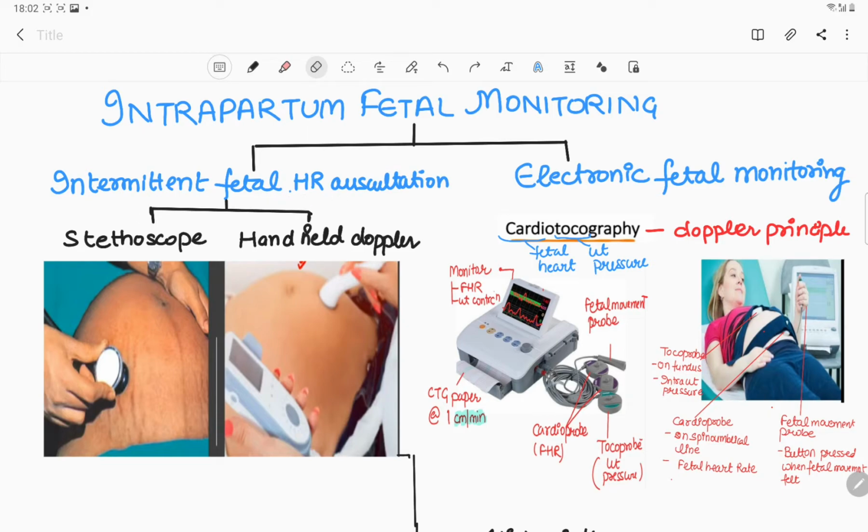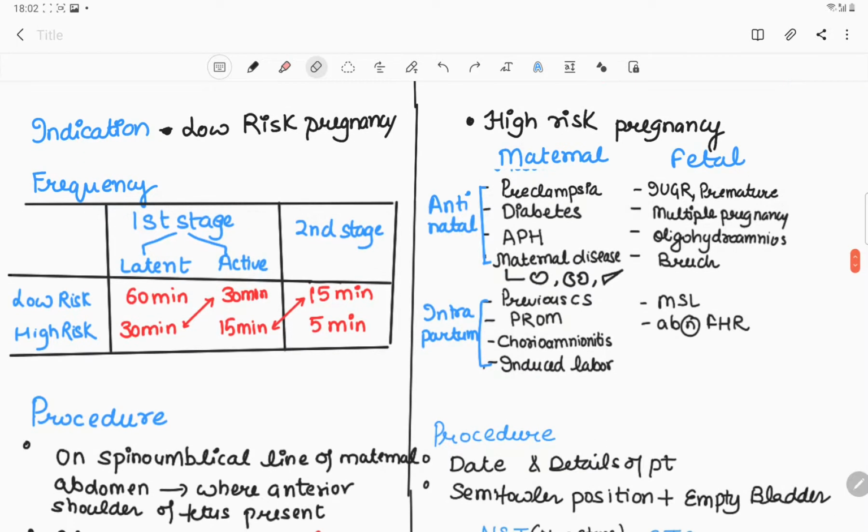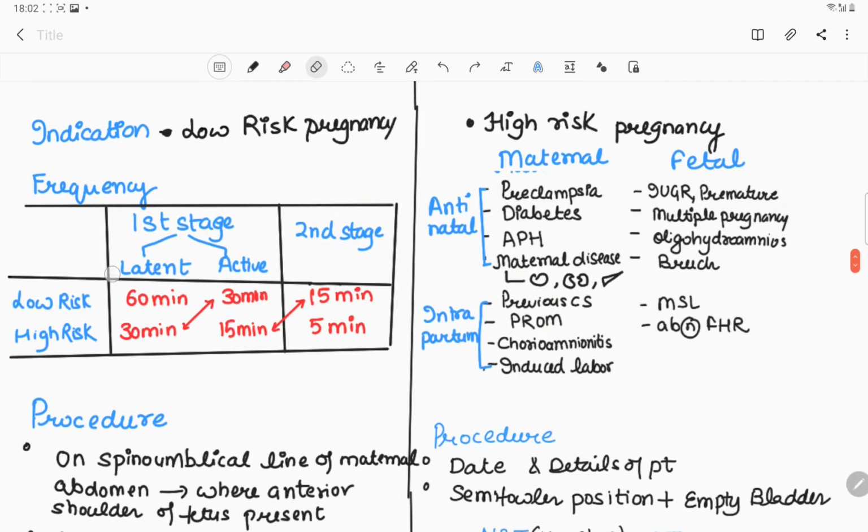Intermittent fetal heart rate auscultation is done by stethoscope or handheld Doppler. It is indicated in low risk pregnancies. Its frequency is as follows. In the latent phase, it is heard every 60 and 30 minutes in low and high risk pregnancies respectively. In the active stage, it is heard every 30 and 15 minutes, and in the second stage of labor, every 15 and 5 minutes.